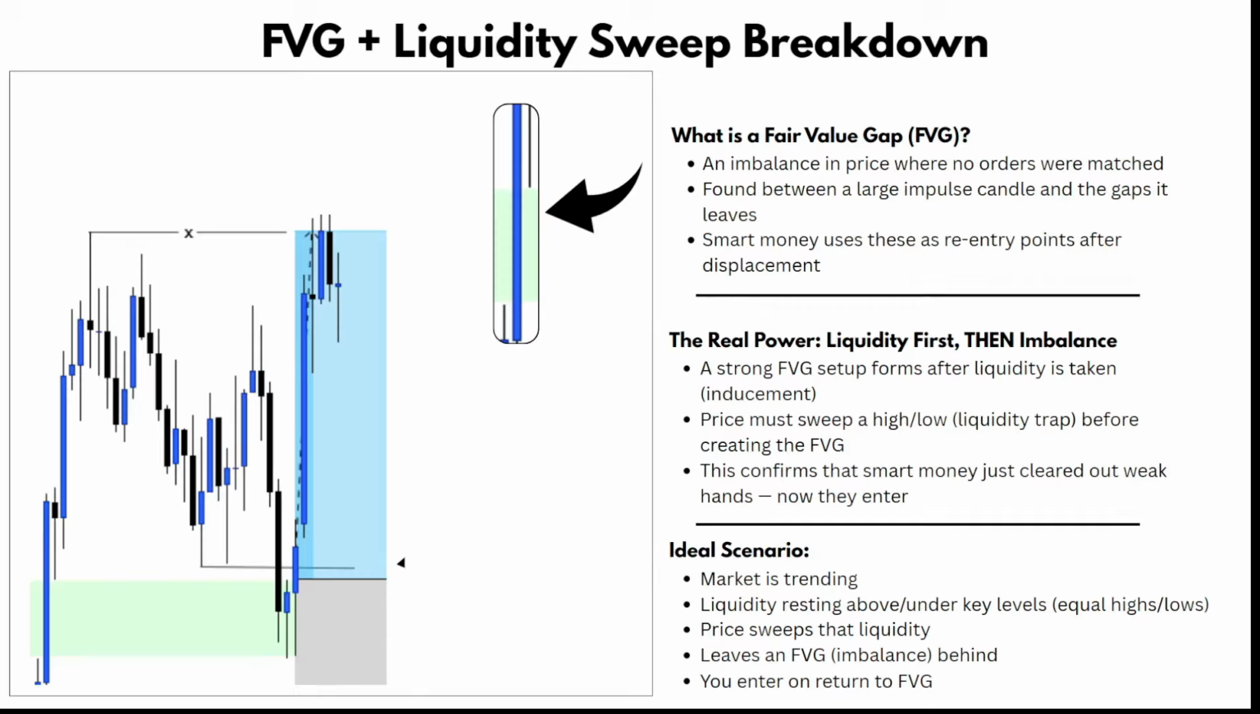For an ideal scenario, let's say the market is trending. Liquidity is resting above or under key levels, equal highs or equal lows. This may be a liquidity level. Price then sweeps that liquidity, then leaves an imbalance or a fair value gap behind. You enter on the return to the fair value gap.